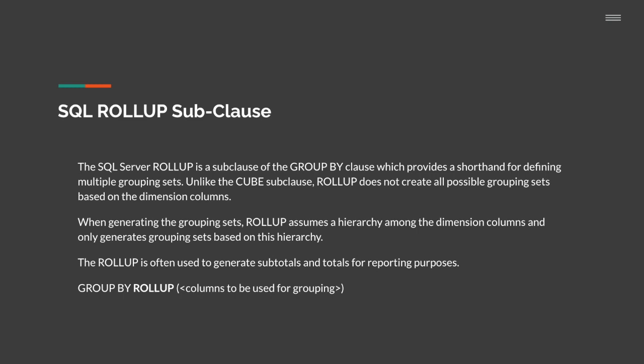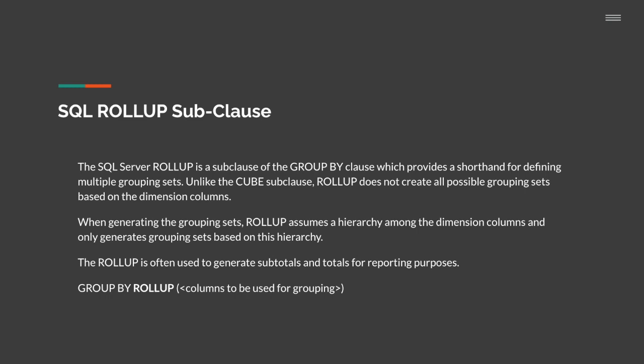So when generating the grouping sets, what the rollup does is it assumes a hierarchy among the dimension columns and only generates grouping sets based on this hierarchy. The rollup is often used to generate subtotals and totals for reporting purposes.